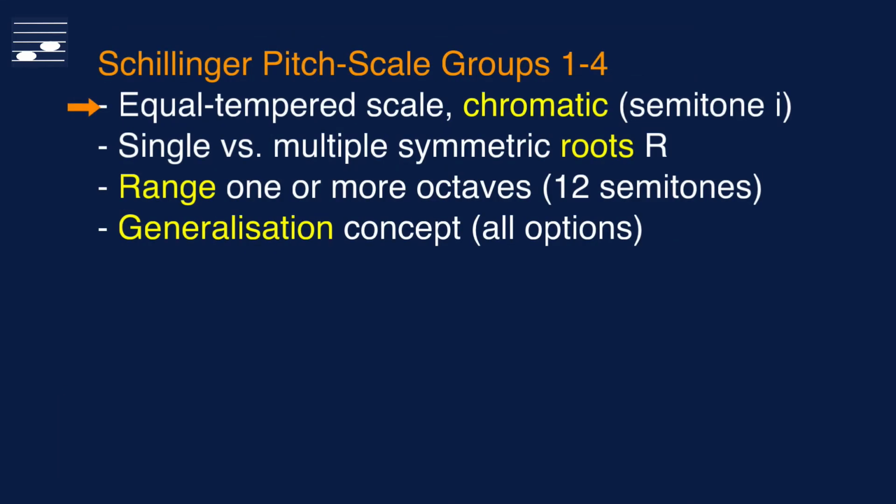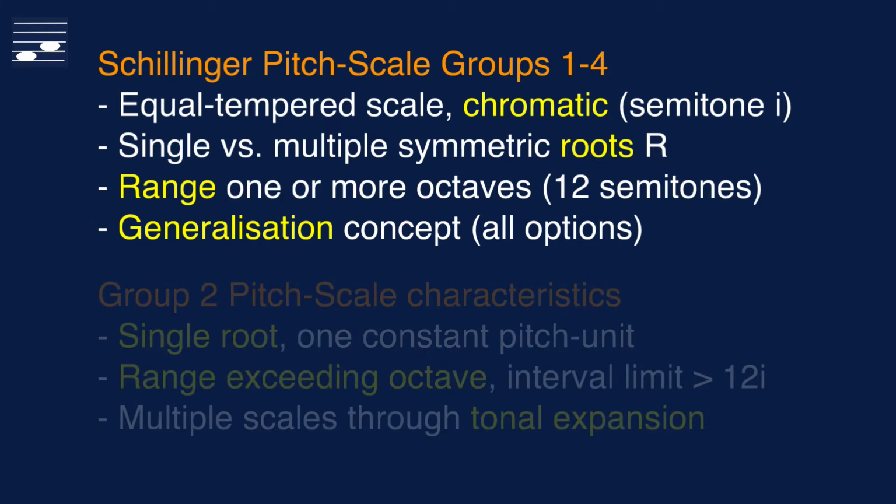All scales use pitch classes from the equal-tempered chromatic scale. Schillinger's classification scheme is based on the number of roots or tonic degrees and the total compass, which may be less or more than a single octave. And since he uses a systematic and mathematical approach, you will observe frequent generalization concepts.